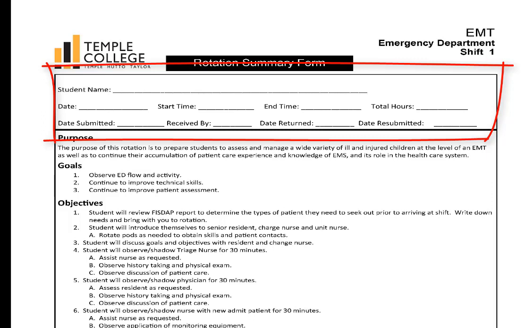At the bottom of that is the date submitted, so the date in which you return this document to the college. The received by is something we fill out, so basically which faculty or staff member received it. And then if necessary, we'll return it back to you for corrections, which is the date returned, and then the date resubmitted is the date you give it back to us.